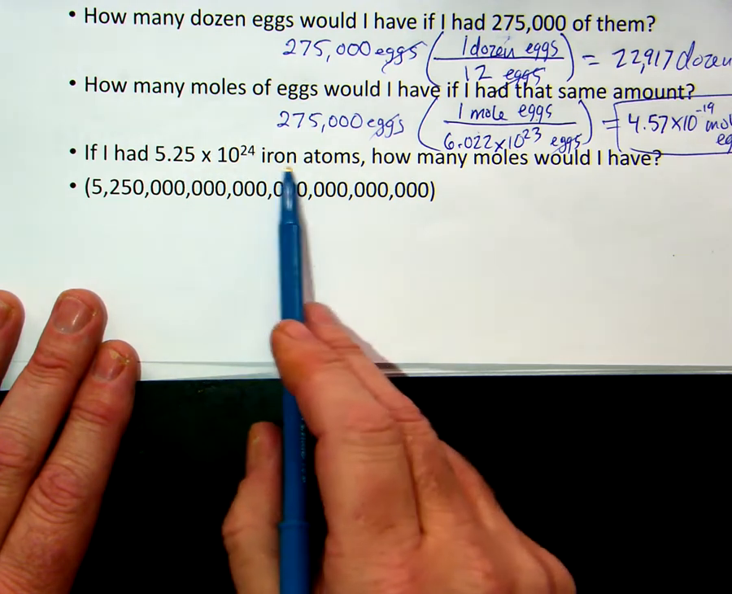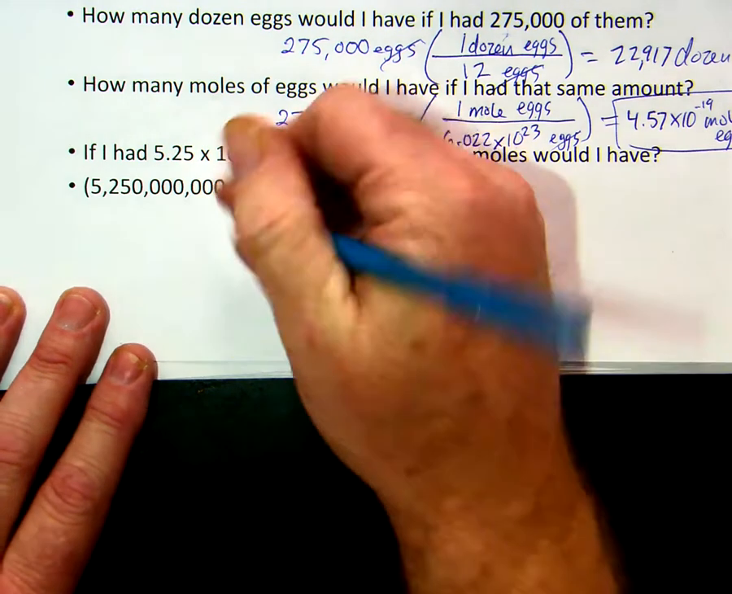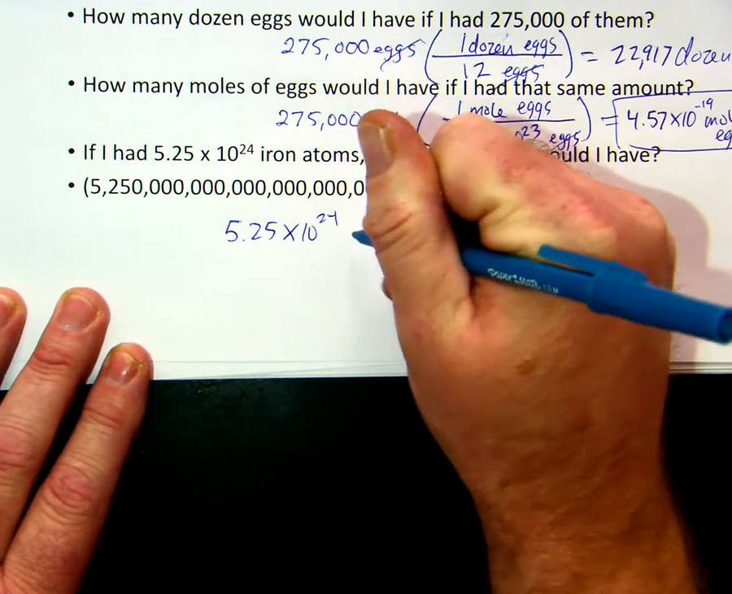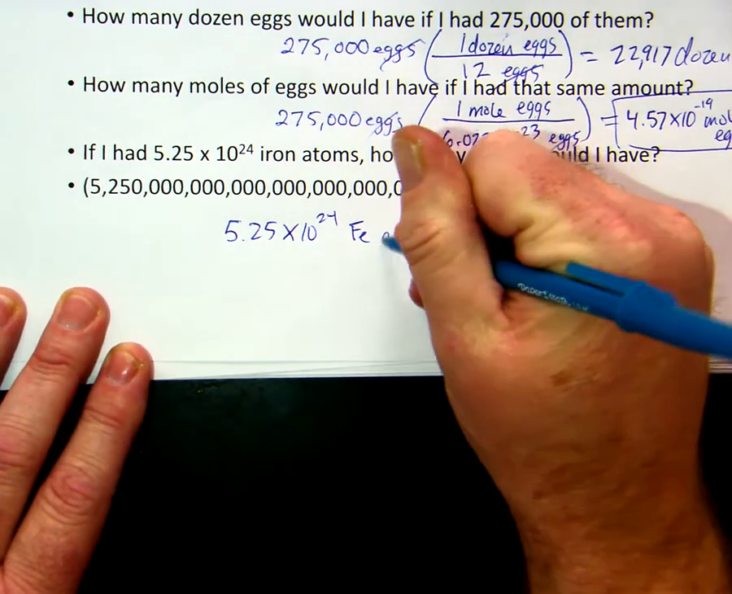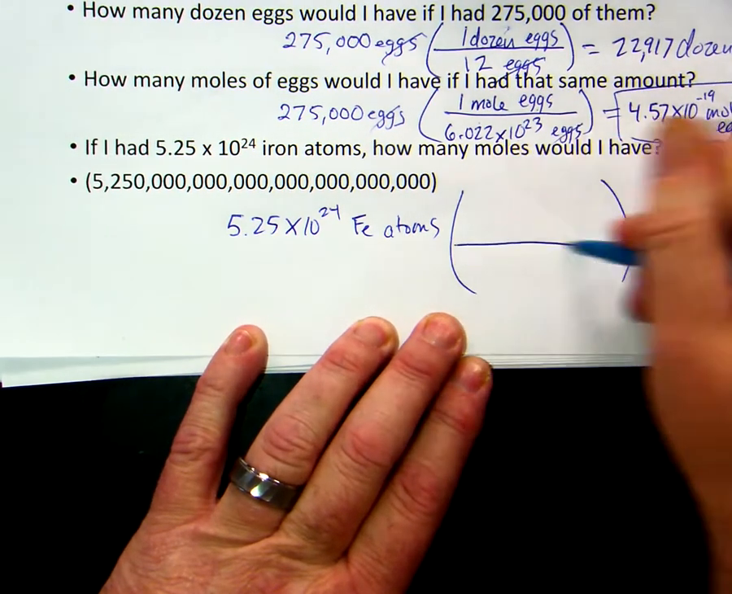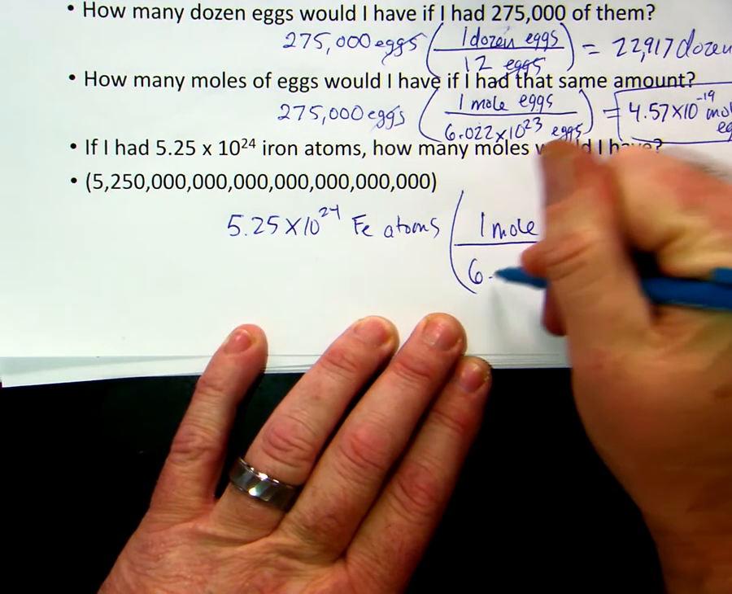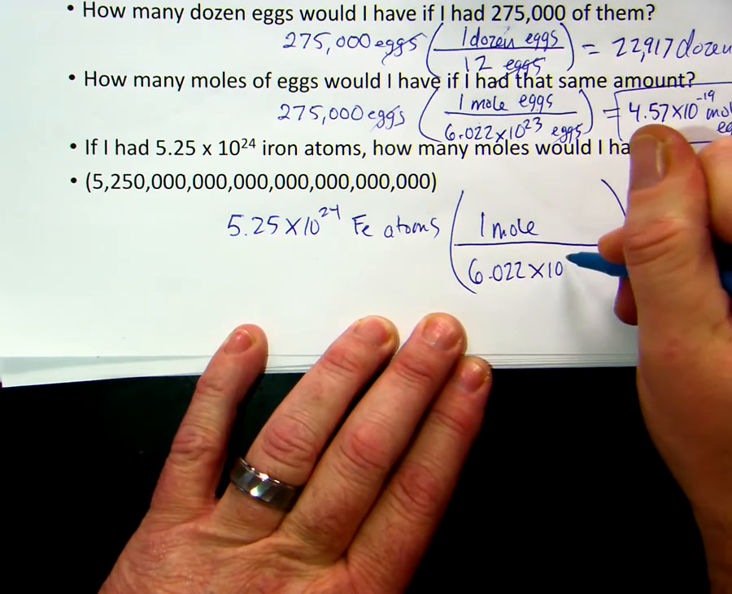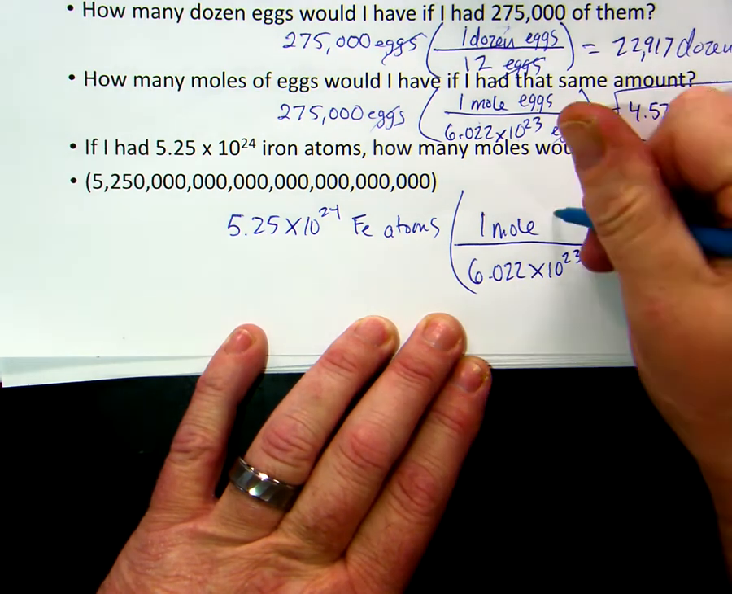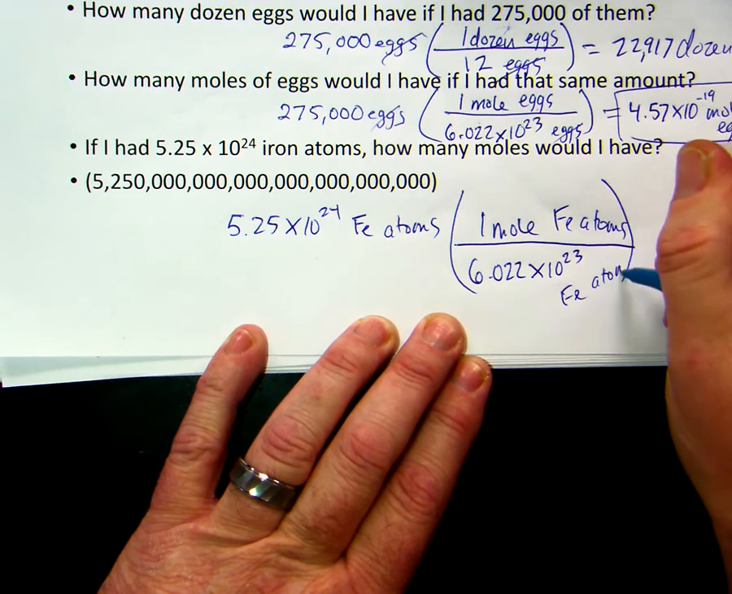So that's why we don't use regular notation, we use scientific. But anyway, if we had this many iron atoms, how many moles of iron atoms would you have? So you'd say to yourself, okay, I'm given the information that I have 5.25 times 10 to the 24th iron, which is Fe, atoms. How many moles of iron atoms would we have? All right, well, when we have 1 mole of anything, we have Avogadro's number of that thing. Just like 12 for a dozen, 6.022 times 10 to the 23 per mole. So if we have 1 mole of iron atoms, we'd have this many iron atoms.